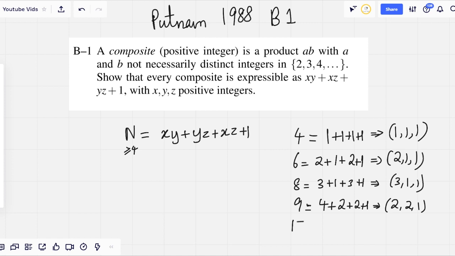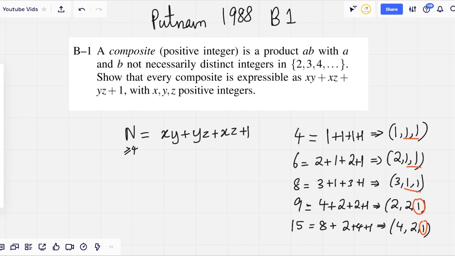Let's try another odd number, 15. This one's also a bit harder to do, but I think 8 plus 2 plus 4 plus 1, which implies 4, 2, 1 is a triplet. Now what do we notice here? Well, for even numbers there are 2 values that are 1, whereas for odd numbers there's at least one value that's 1. In either case, it seems to be the case that at least one of the variables is 1.